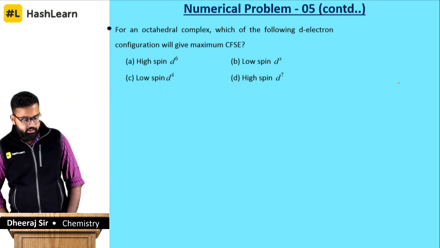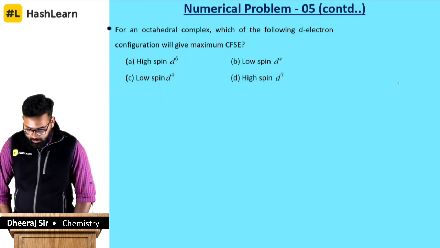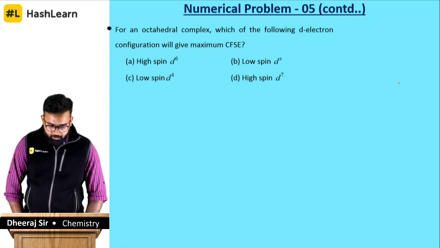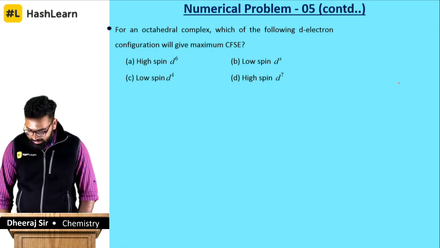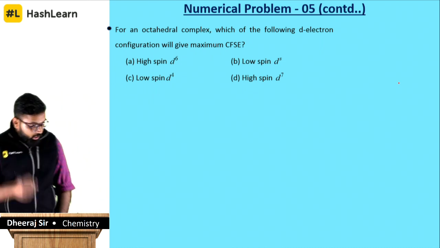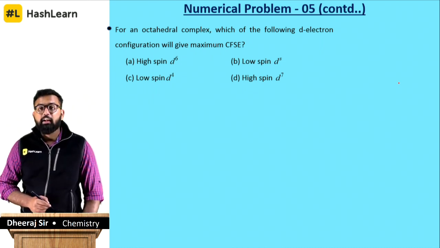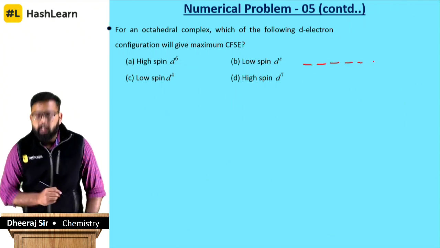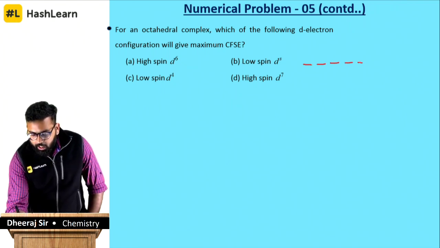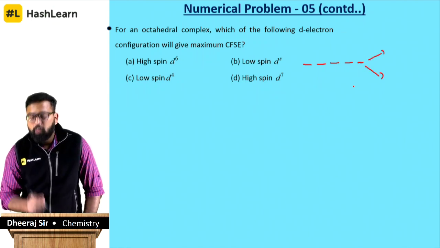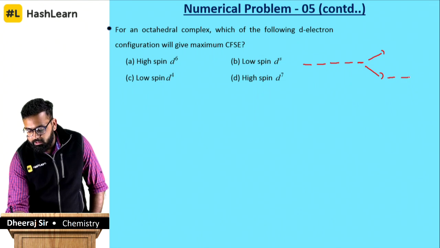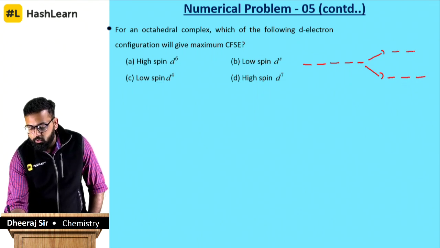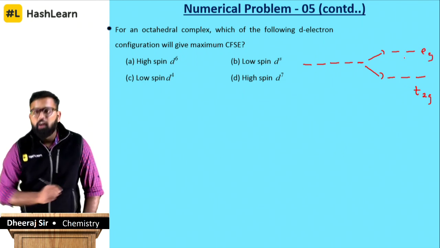Yes, high spin d6, low spin d5, low spin d4, and high spin d7. Which one is it? We will take case by case. High spin d6: you need to understand that if I have degenerate orbitals, so the d block has degenerate orbitals, as the ligand approaches, the orbitals are going to split into 2 levels. One with 3 orbitals, the other with 2 orbitals. The 3 orbitals will be called T2g, the 2 orbitals will be called Eg.